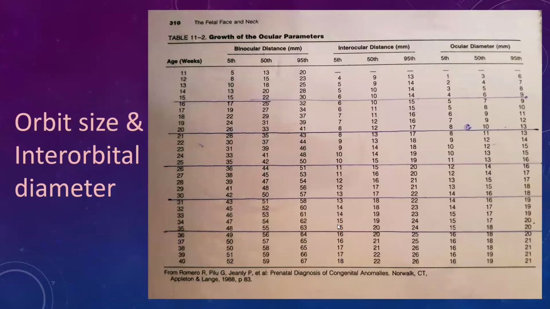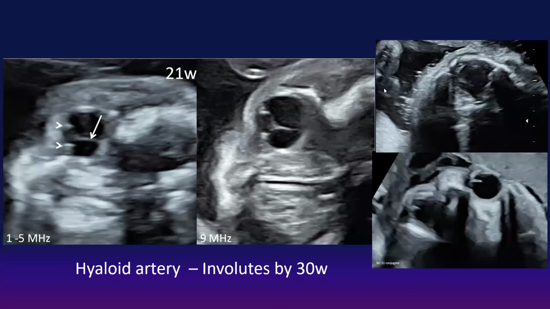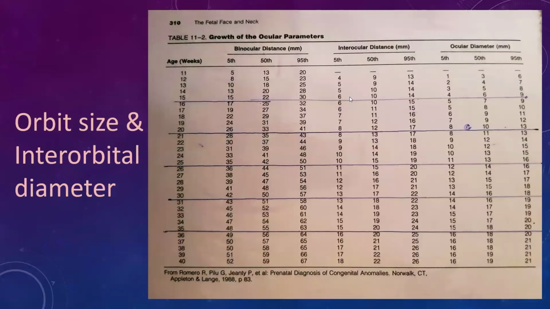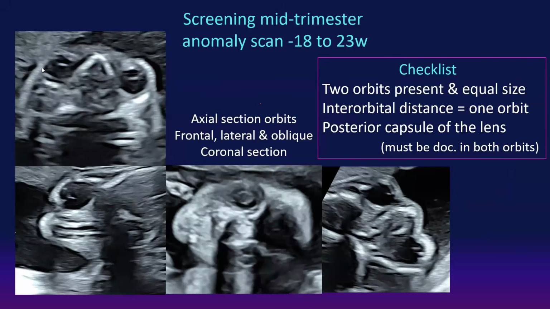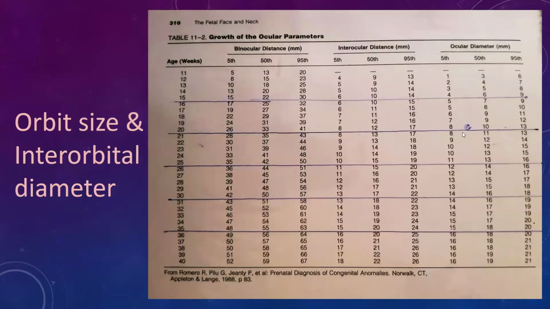It's a pretty old chart, 1988, Jeanty et al. have given us the nomograms for the binocular distance, which we really don't use. Interocular distance is between the two orbits, and the ocular diameter is one orbit diameter. So you can use this if you would like to. And how do you measure? It's simple. For the ocular diameter, take the diameter of the orbit inner to inner, and the interorbital diameter from the outer edge of one orbit to the other, in the same axial section in line with each other. So that's how we use this chart.